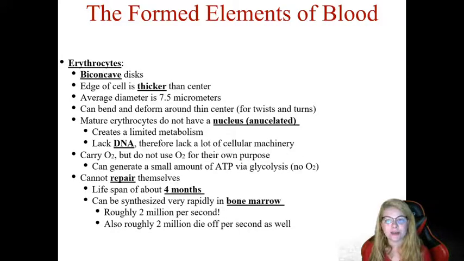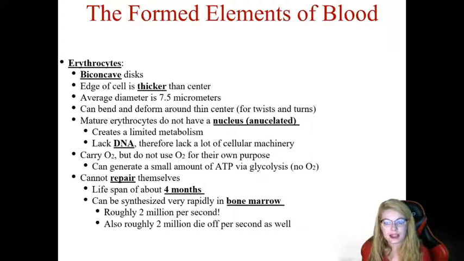Okay, and so the shape of these biconcave discs, these erythrocytes, allows them to bend and deform around their thin center. So they can twist and move around, and that's important because your body has some twists and turns in it, right? It's not a straight highway of blood vessels. They're branching out throughout different organs and tissues in your body, and so they're likely to encounter twists and turns and maybe some more narrow or wide vessels along the way. So this is important.